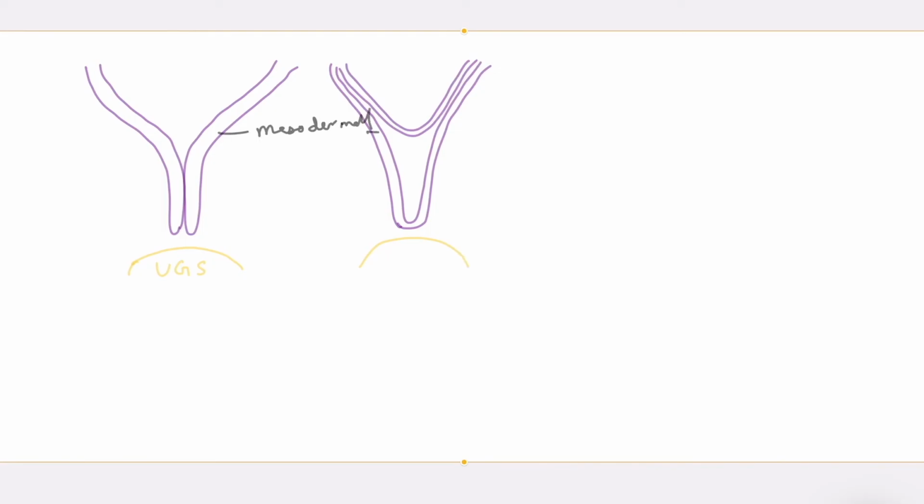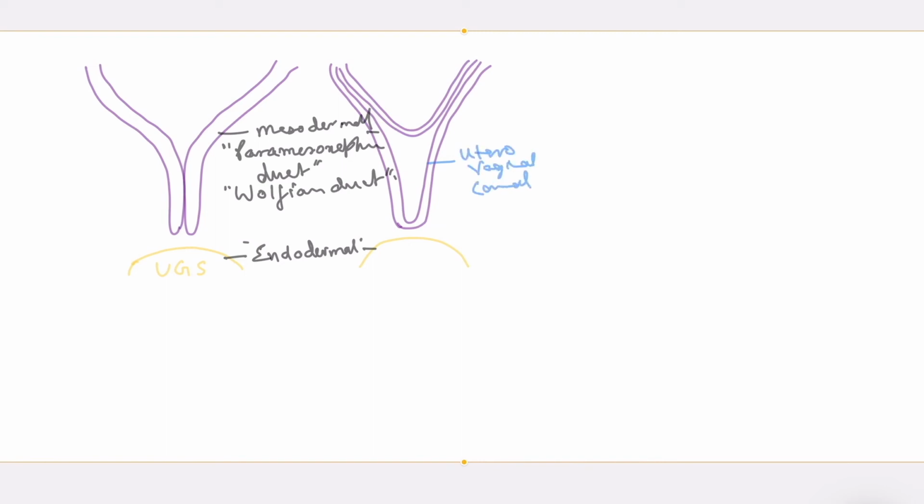Later on this fuses to form the uterovaginal canal like this, which after canalization forms this type of cavity. And down below here it's this urogenital sinus. So this uterovaginal canal is mesodermal in origin, because it's derived from the paramesonephric duct, also called the Müllerian duct. The urogenital sinus is endodermal. This is the uterovaginal canal after being canalized.